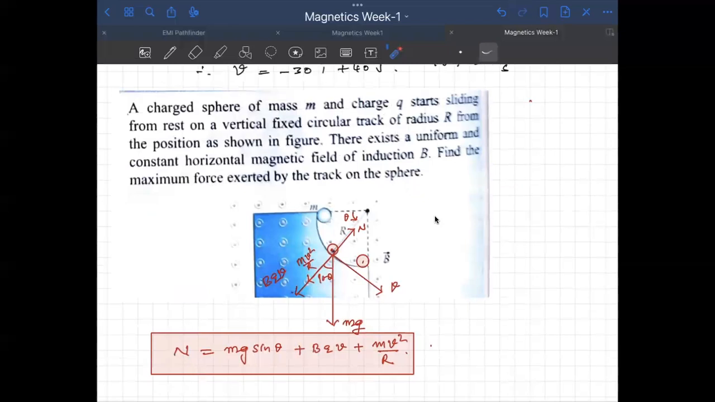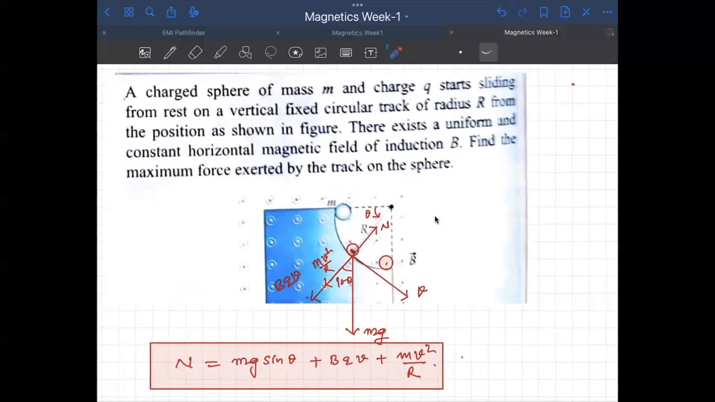Go through this question. A charged particle of mass m and charge q starts sliding from rest on a vertical fixed circular track of radius r from the position as shown in the figure. Can you see that there exists a uniform magnetic field? Dots are there. Dot means outward magnetic field. There exists a uniform and constant horizontal magnetic field of induction B. Find the maximum force exerted by the track on the sphere.